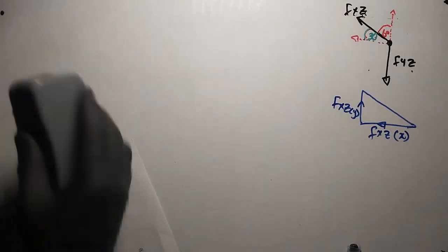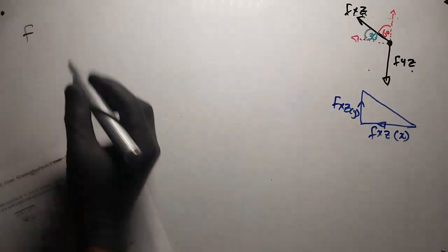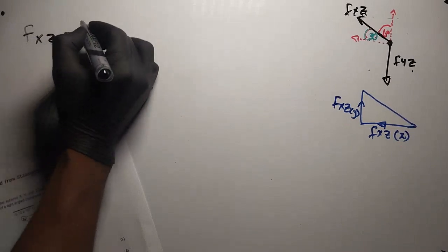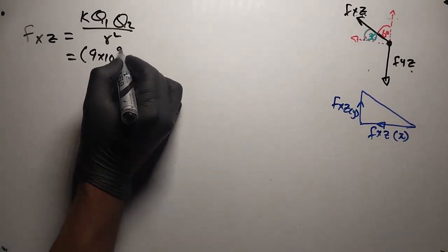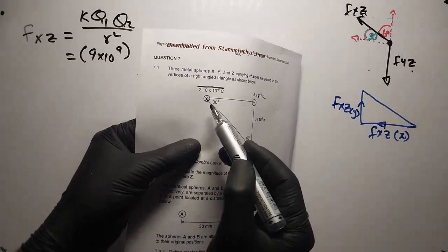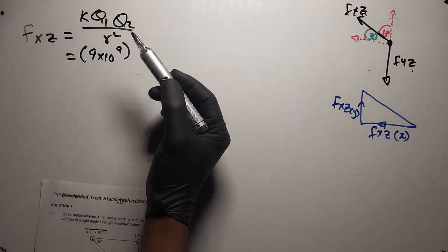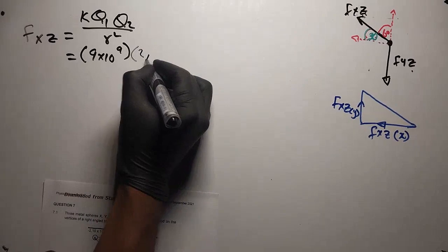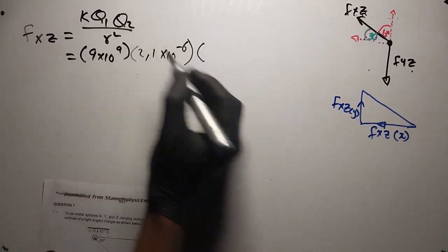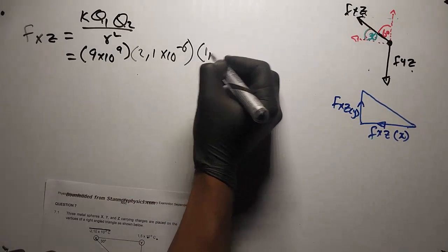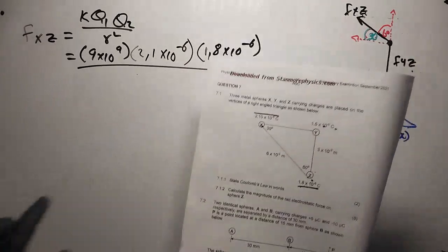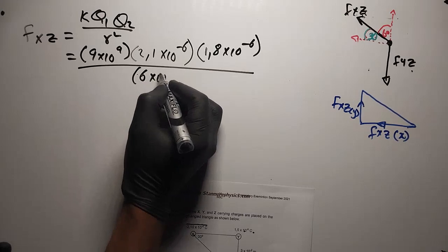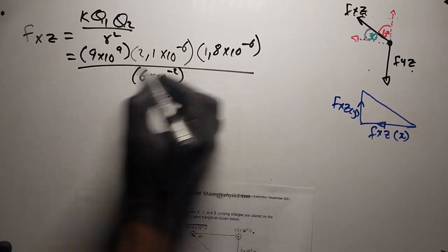You're going to say the force between your X and your Z is equal to K, charge 1, charge 2, over your r squared. K is always a constant, 9 times 10 raised to power 9. Charge Q1, I'm going to make my X, which means this would be your X. Therefore it's 2.1 times 10 raised to negative 6. And my Q2 is 1.8 times 10 raised to negative 6. And the distance is 6 centimeters, which is 6 times 10 raised to negative 2, then you put the square.